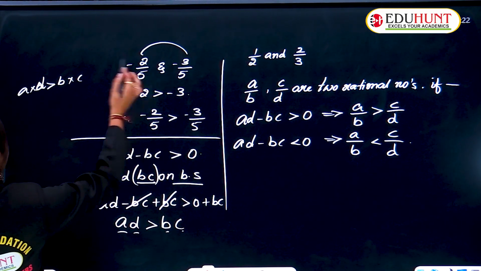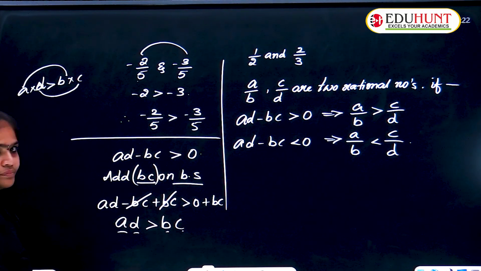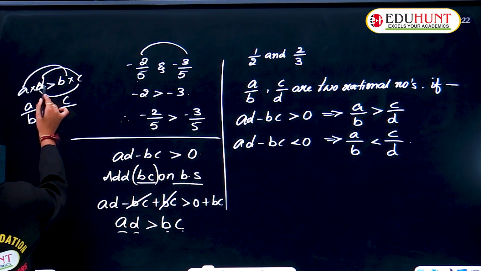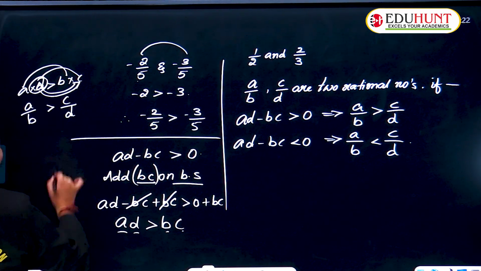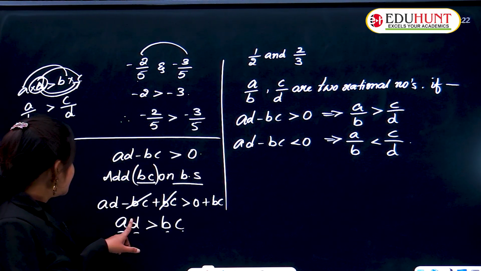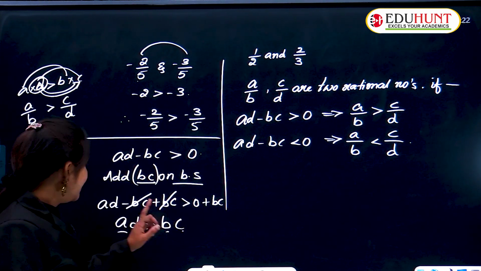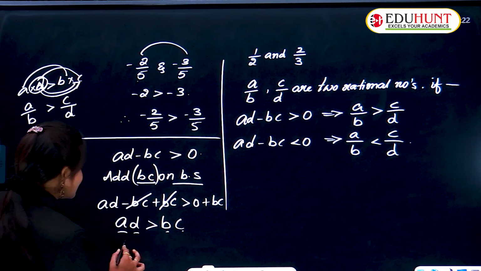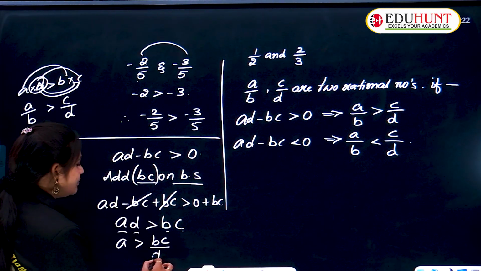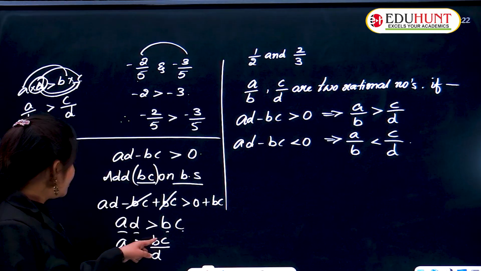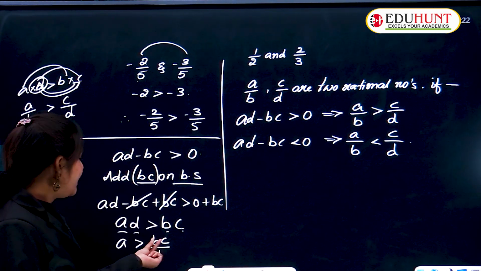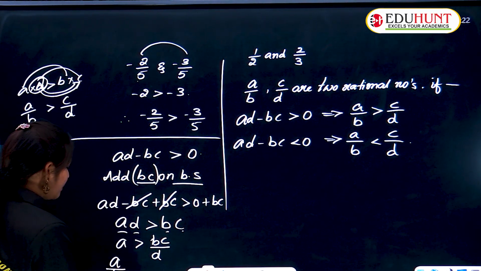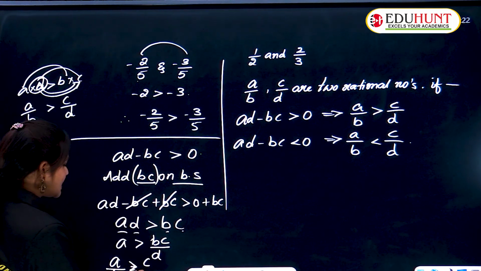Now we write the fractions as A by B, C by D. Now A by B is greater than C by D. Here I want to take D to the right side of the inequality sign, and here A into D is in multiplication, so multiplication becomes division. In that case, A is greater than BC by D. Now I want to take B to the left side, and B into C is in multiplication, so multiplication becomes division. A by B is greater than C by D.